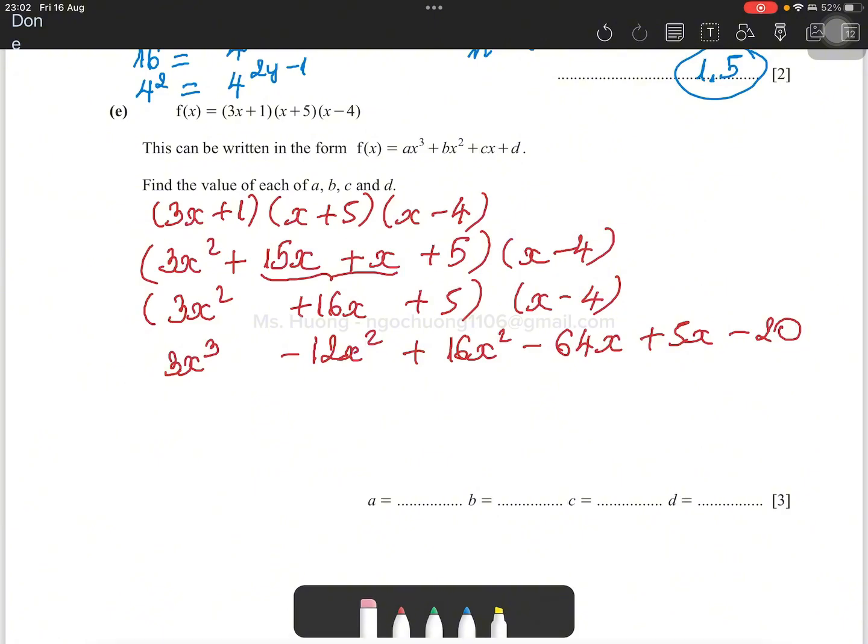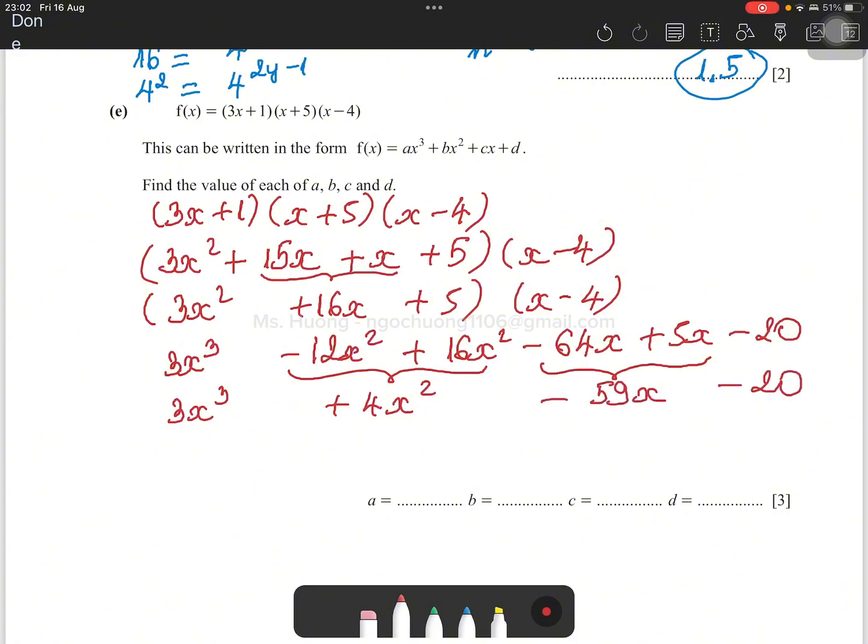So now we need to simplify this. 3x cubed, negative 12 plus 16 is positive 4, 4x squared. Negative 64 plus 5 is negative 59, minus 20. This one is equal to ax cubed plus bx squared plus cx plus d. So a is 3, b is 4, c is negative 59, and d is negative 20.